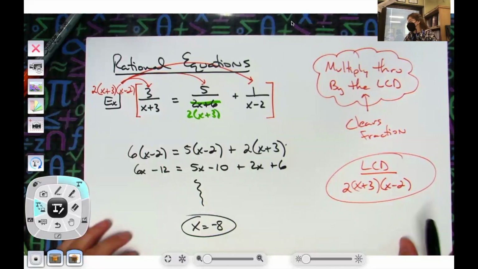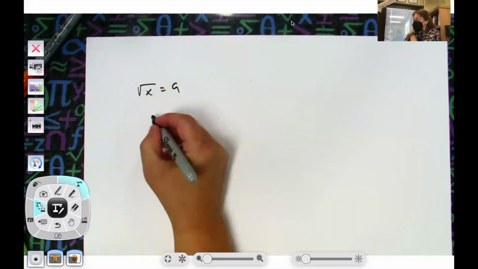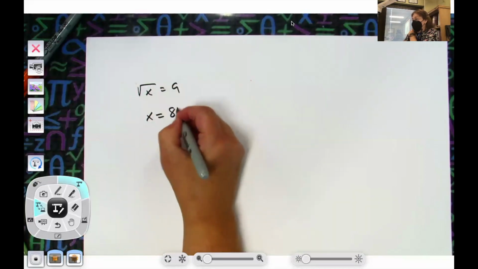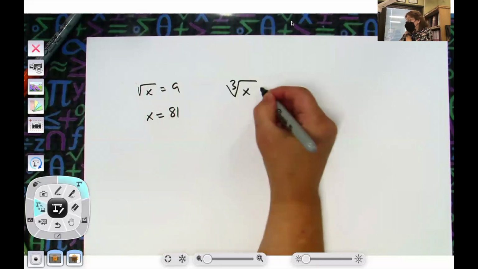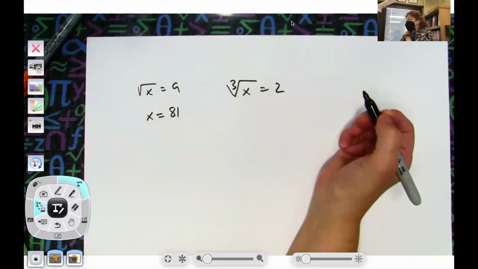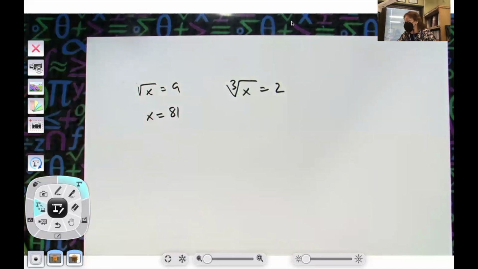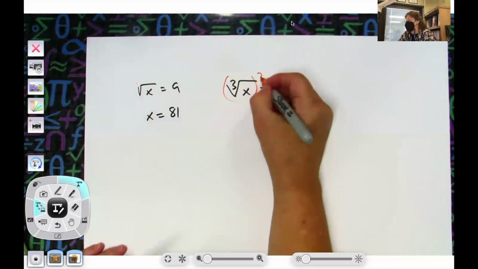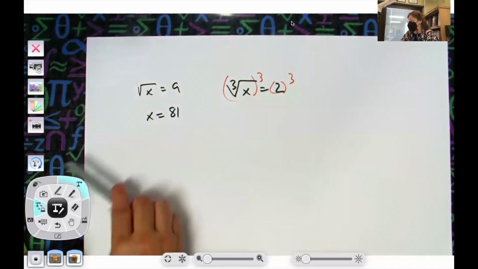The only thing that I didn't say that might be a good thing, we did the square root equals 9, and what you do, you square both sides, so then you got x equals 81, right? You square both sides. But what if it was the cube root of x equals 2? Ava? Yeah, just cube it. If it's a cube root, you cube it, so you would cube that to get rid of it, and then you'd cube that. All right, so then what? We'd have an x equals an 8.